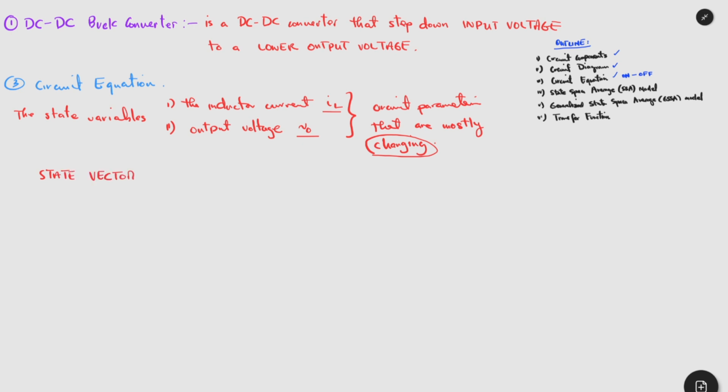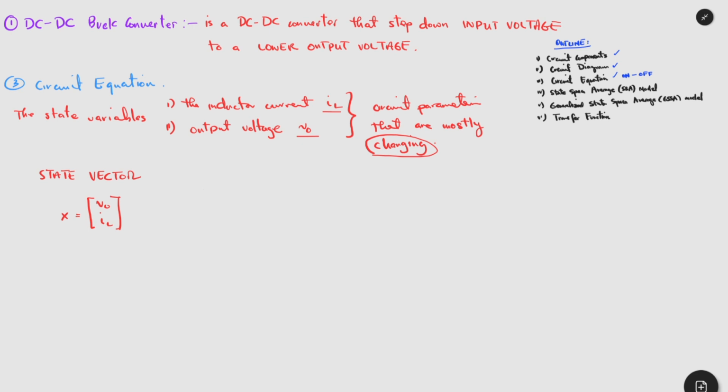So a state vector can be represented such that x is equal to a vector of V0 and IL. This equation becomes more important when we want to model a system based on the next discussion, which is the state space averaging model and the generalized state space averaging model.